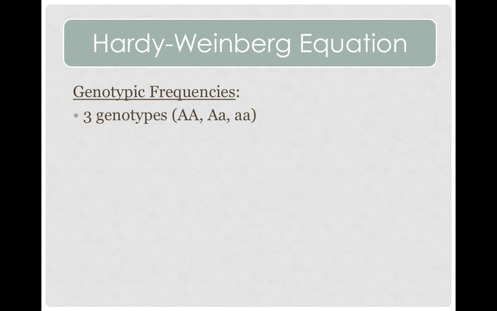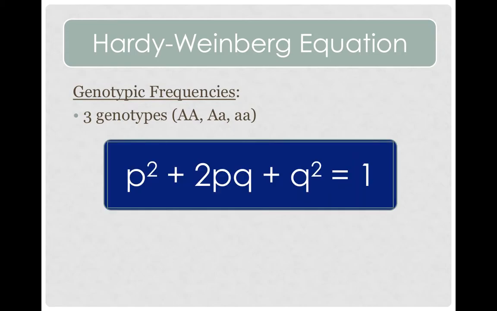Now, using this equation, we also assume specific genotypic frequencies, which is the case that there are 3 types of genotypes. In this case, we have capital A capital A, capital A lowercase a, and lowercase a lowercase a. Because we're assuming these 3 genotypic frequencies, we can also use the equation P squared plus 2PQ plus Q squared is equal to 1. Here, P represents the dominant allele, while Q represents the recessive allele.